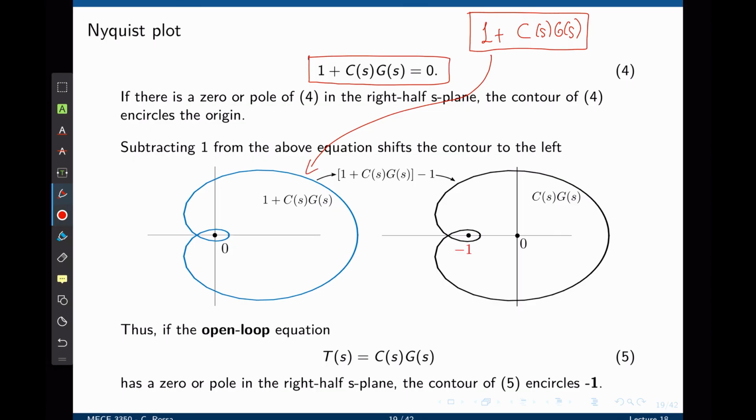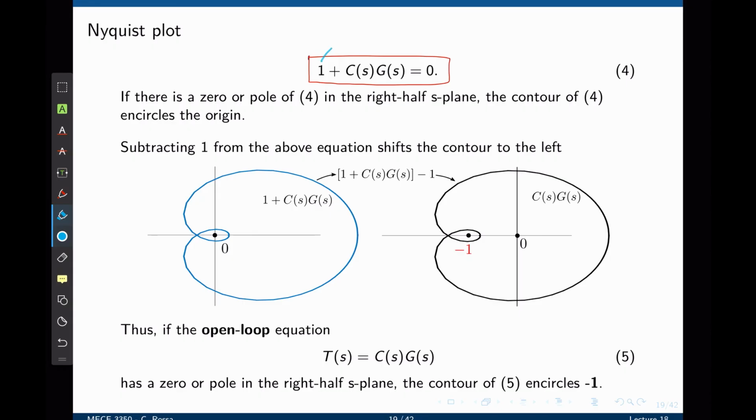There is a small inconvenience with this problem, which is that this characteristic equation needs to be calculated. We need to take the open loop transfer function, add 1 to it, and then look at the poles and zeros of this characteristic equation. This is a bit inconvenient because the zeros of the open loop transfer function are not necessarily the same as the zeros of the characteristic equation. How can you solve this issue?